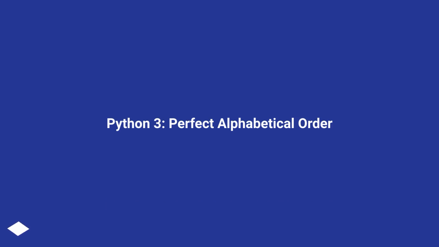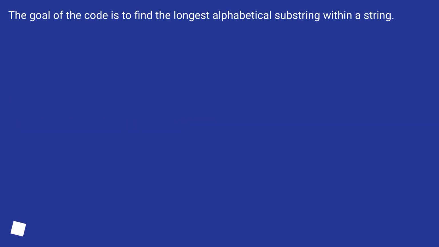Python 3, Perfect Alphabetical Order. The goal of the code is to find the longest alphabetical substring within a string.